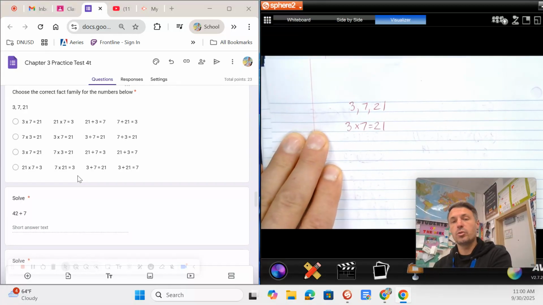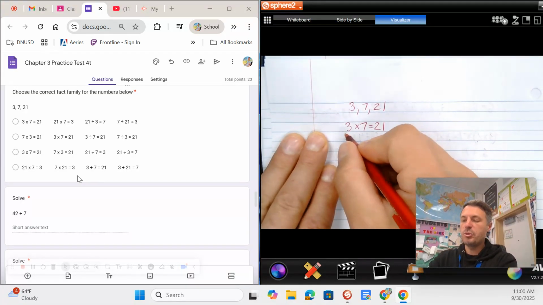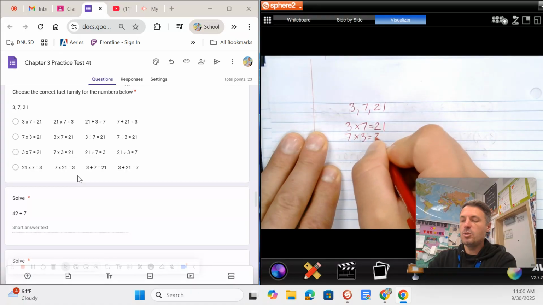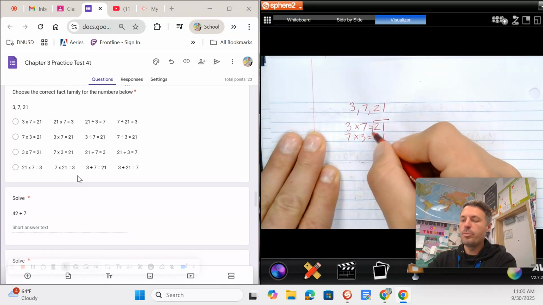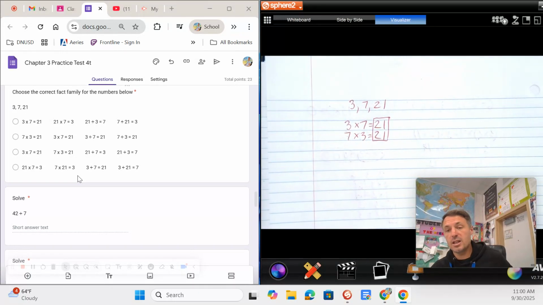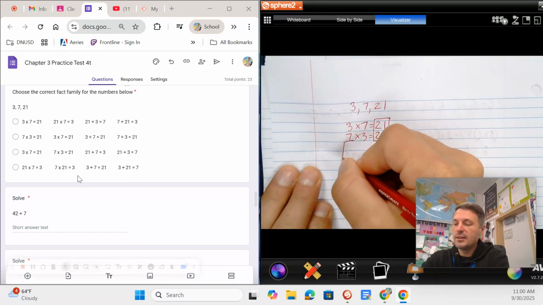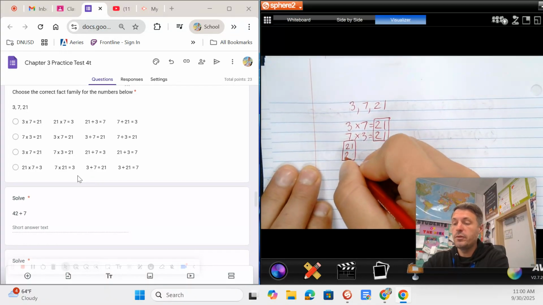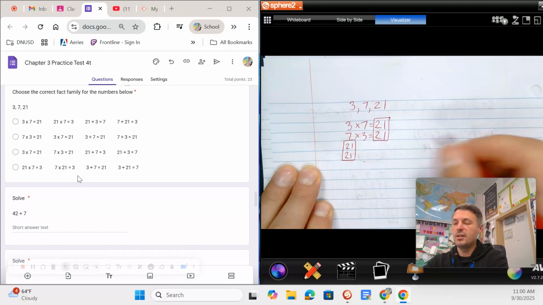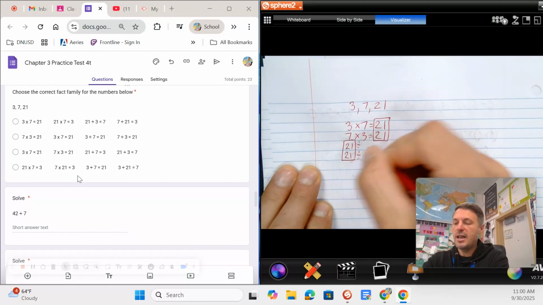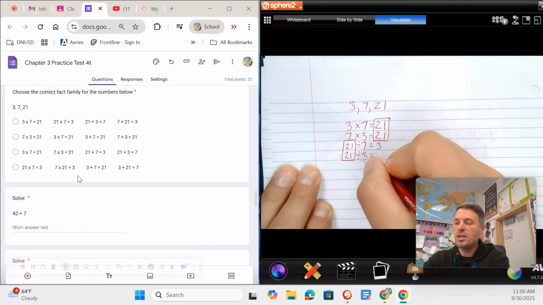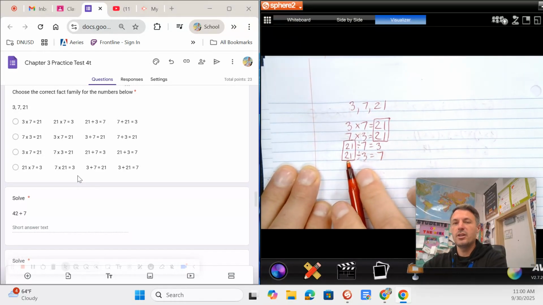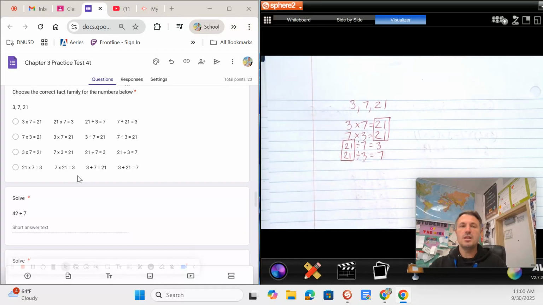Well, if it's true that 3 times 7 equals 21, it also has to be true that 7 times 3 equals 21. And remember, whatever the product is, it stays in the same place for both multiplication facts, and it goes all the way to the left and becomes the dividend for both division facts. So that 21 for both of the division facts has to be all the way to the left. 21 divided by 7 equals 3, and 21 divided by 3 equals 7. Once you see that pattern there, fact families become really easy to make.